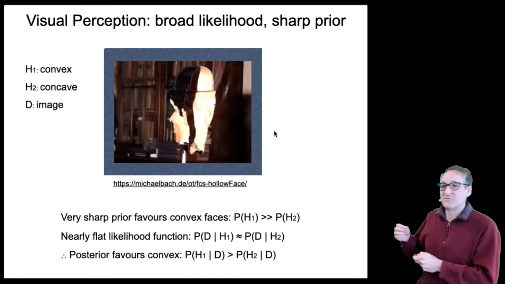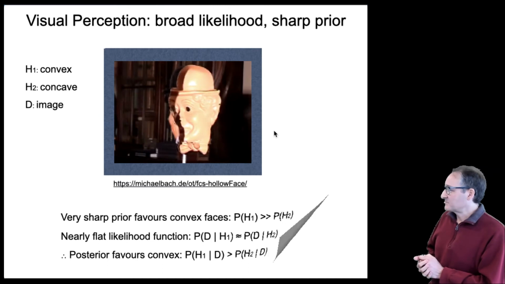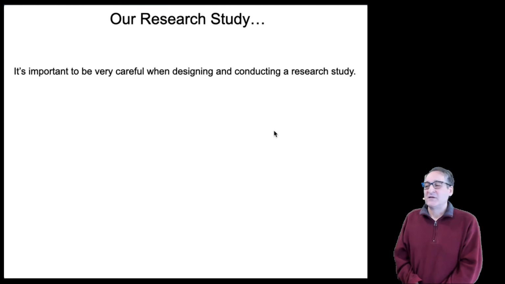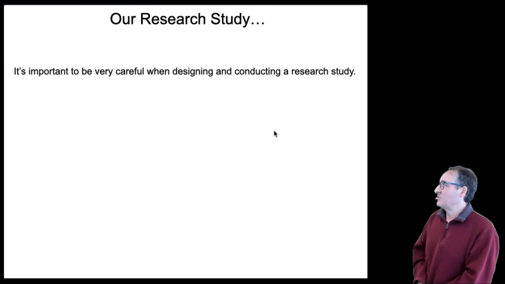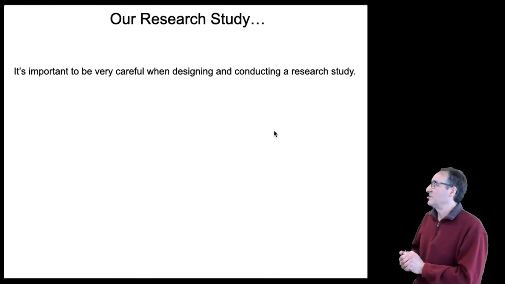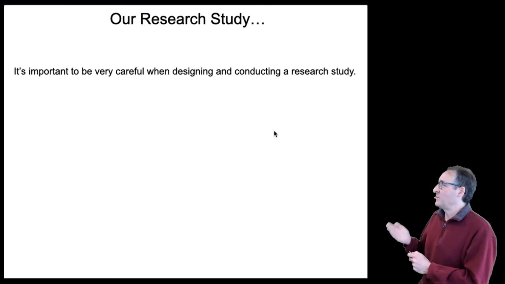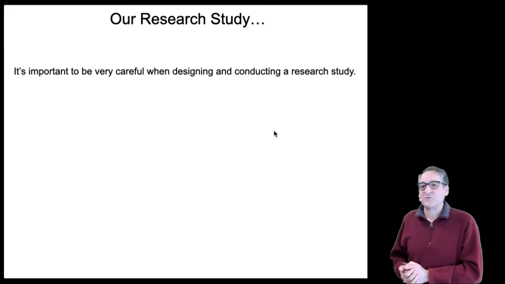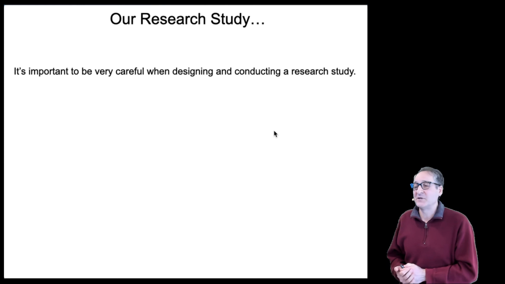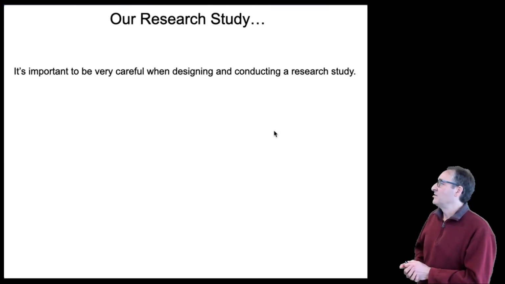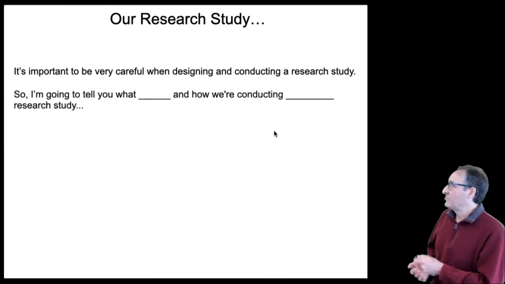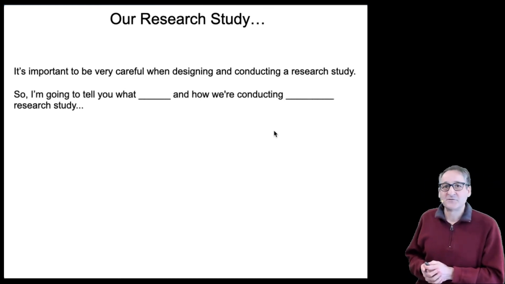Okay, so this is just in a rather qualitative way how we might envision a sharp prior influencing perception in the visual system. Now, I'm going to be telling you about how we study and generate and test Bayesian models in my lab. I'm going to just have time to give you a very brief taste of it. But I want to emphasize that it's very important to be careful when we design and conduct research studies, because as everyone knows, it's really easy to fool yourself when you do an experiment. So it's important for us to be really, really careful. And so what I'm going to tell you is what we did and how we're conducting Akasha's research study.